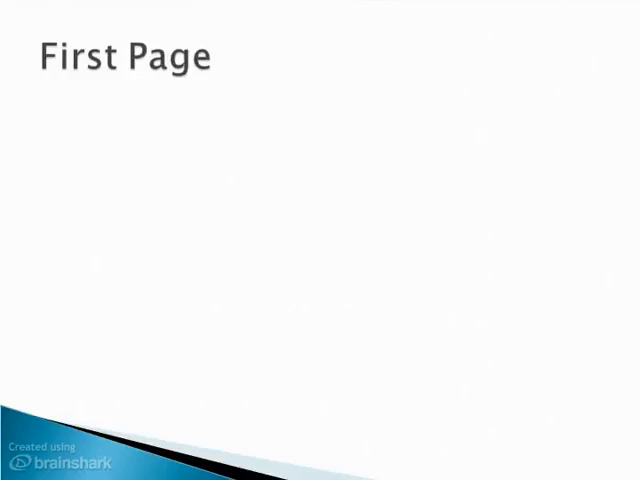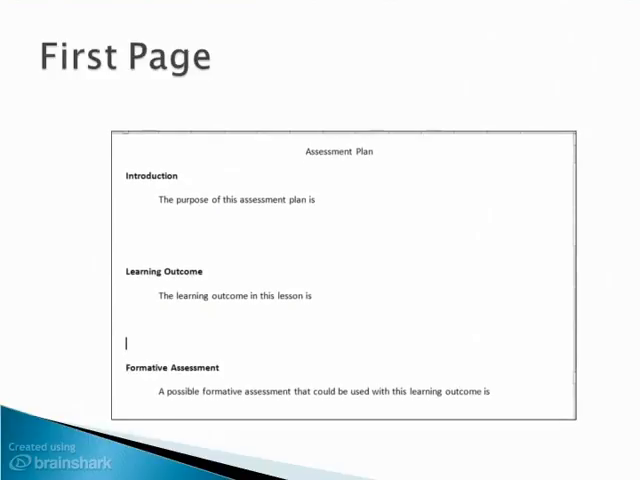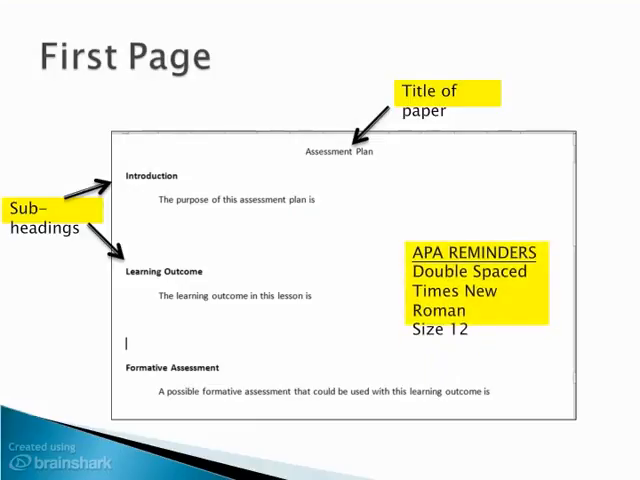Next, I want to talk about the first page of your paper. Notice at the very top of the page, you will see the title of the paper. This is an APA requirement. It should not be in bold. On the sides of your paper, there are subheadings. These are not required, but they are an excellent way to organize your paper and discuss all of the topics in the assignment. APA reminders. Your paper should be double-spaced, Times New Roman, and you should use size 12.